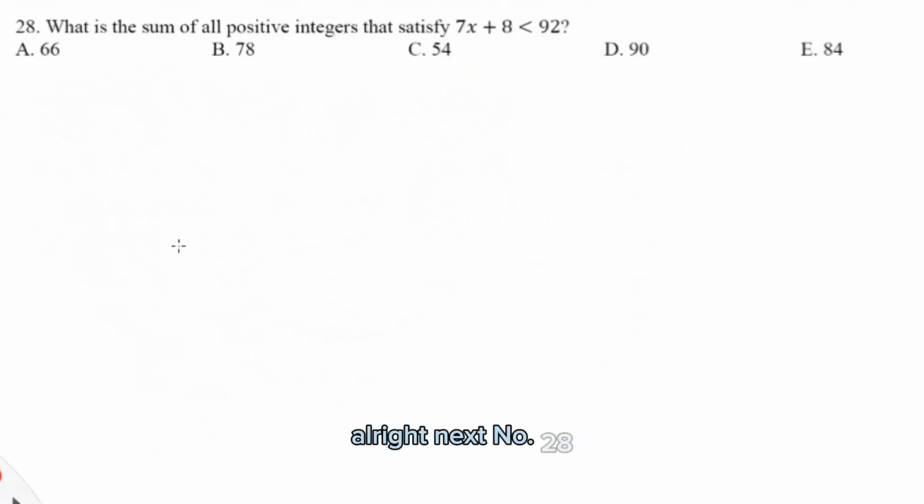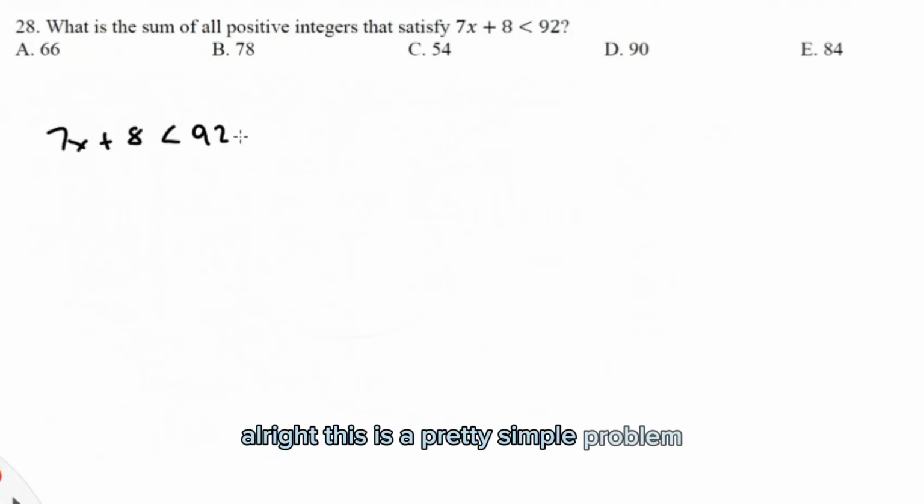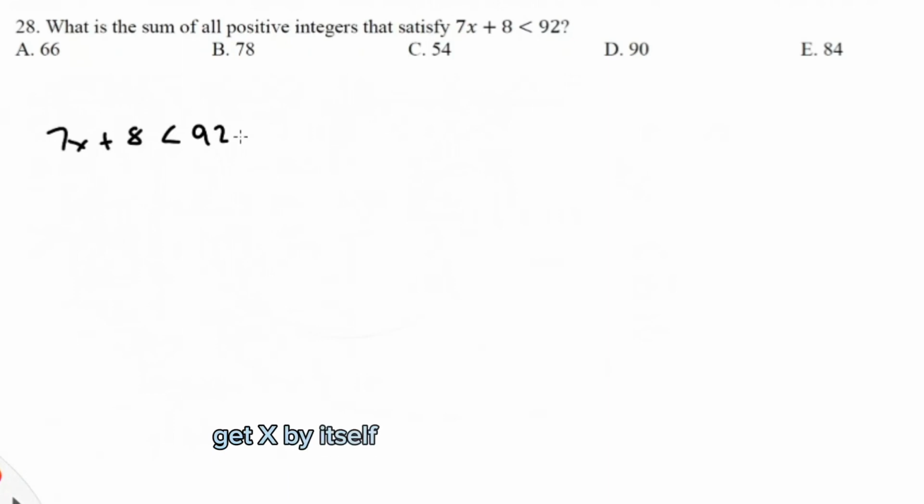Alright, next, number 28. What is the sum of all positive integers that satisfy 7x plus 8 is less than 92? This is a pretty simple problem. All we have to do is get x by itself on one side of the inequality. So let's do that by first getting rid of this 8 value. We can cancel it out from this side by just subtracting 8.